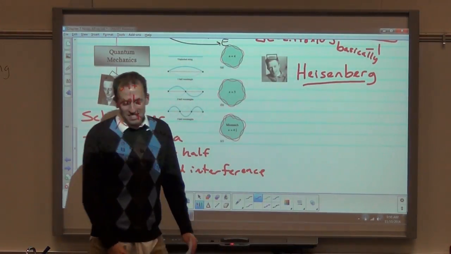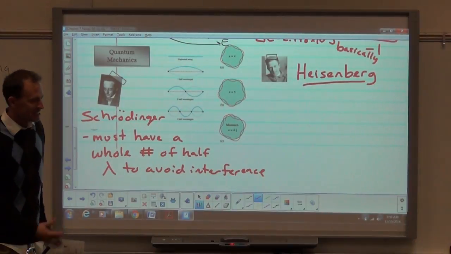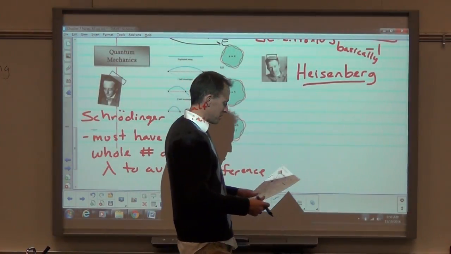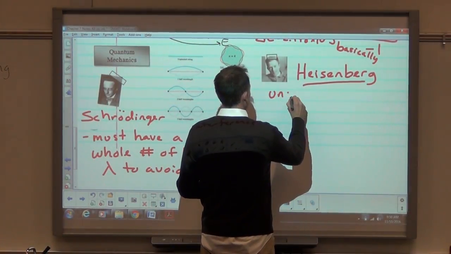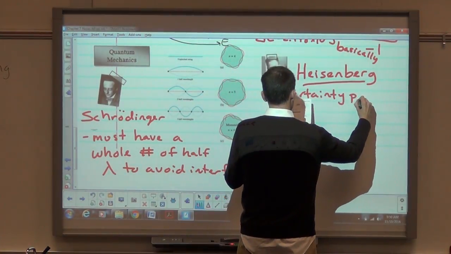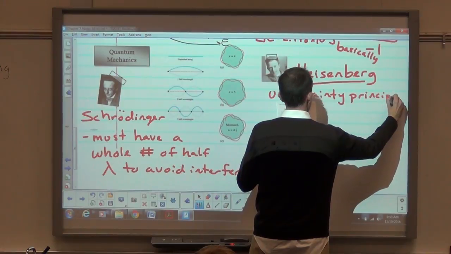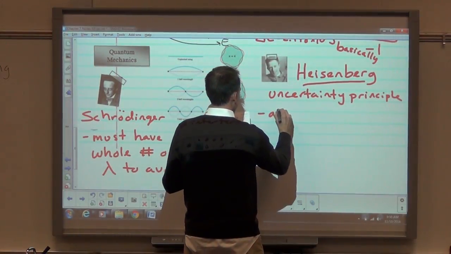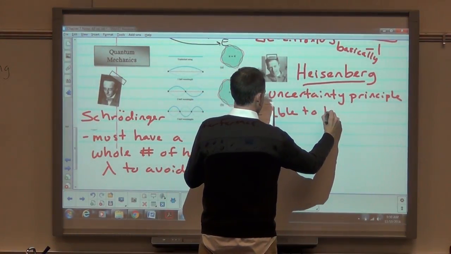Watch Breaking Bad, that's where this comes from, but again, he was there first. Heisenberg, what he did is he came up with the uncertainty principle, and this one we apply a lot in these kinds of concepts. So let me write it down and then see where we're at.